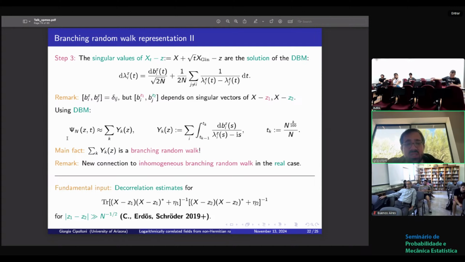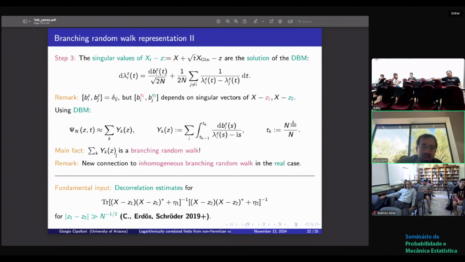One thing I want to say is that behind the proof of the fact that this is a branching random walk, there are many technical difficulties, and in particular, a fundamental input is the correlation estimates for the trace of these two resolvents at different z_1 and z_2. Basically, one has to show that if z_1 and z_2 are sufficiently far away from each other, by sufficiently far I mean more than n to the minus 1/2, which is the fluctuation scale, then the correlation is smaller than it looks. In particular, these correlation estimates will be used exactly to estimate the covariation of these two Brownian motions for different z_1 and z_2.